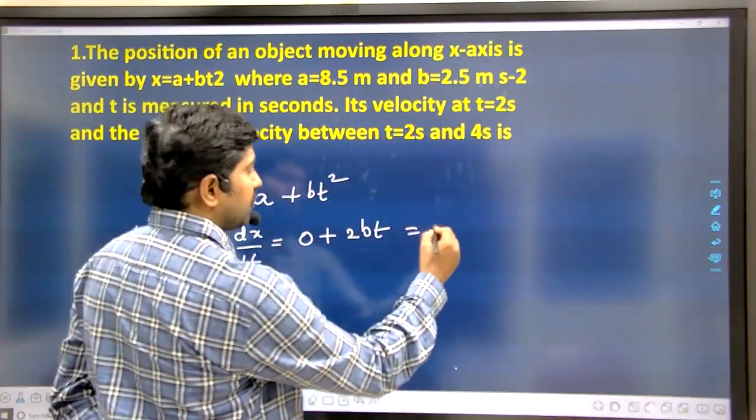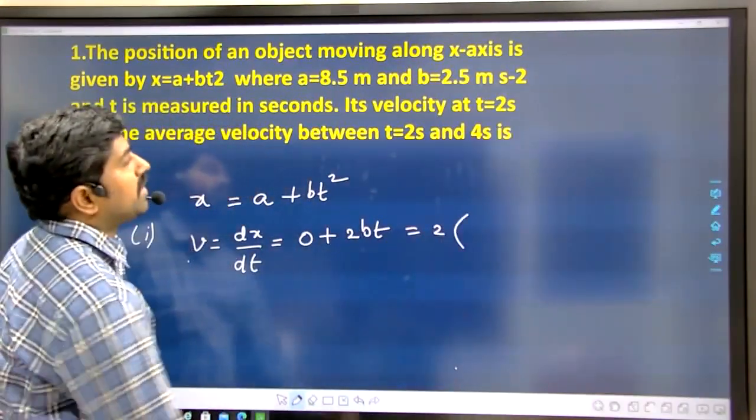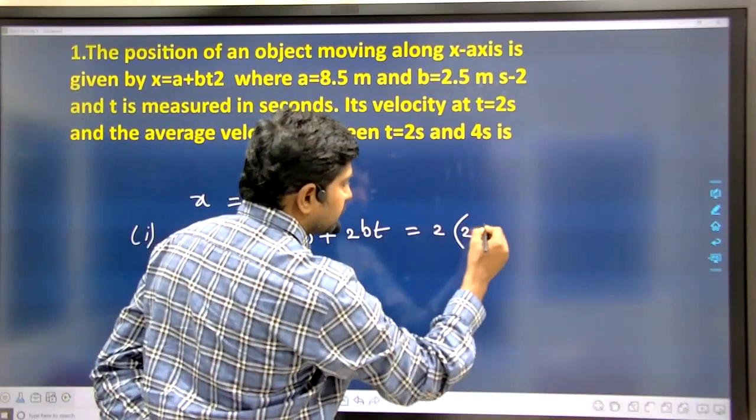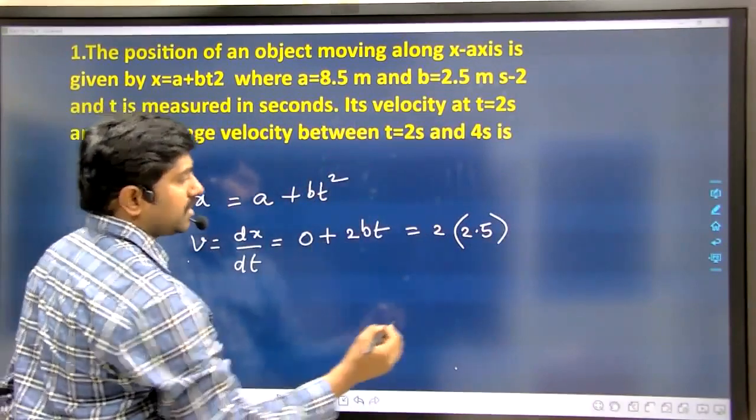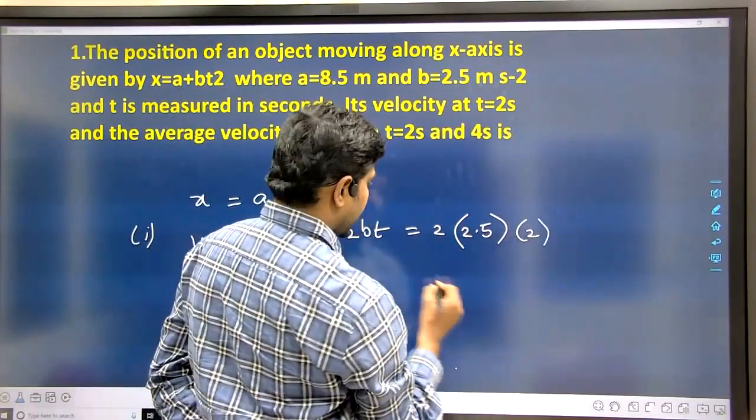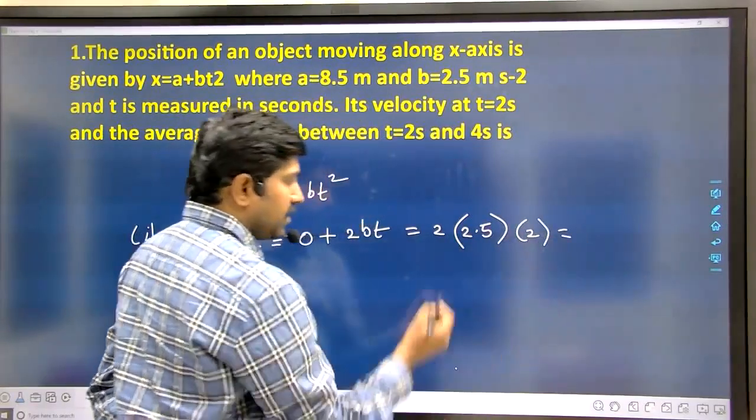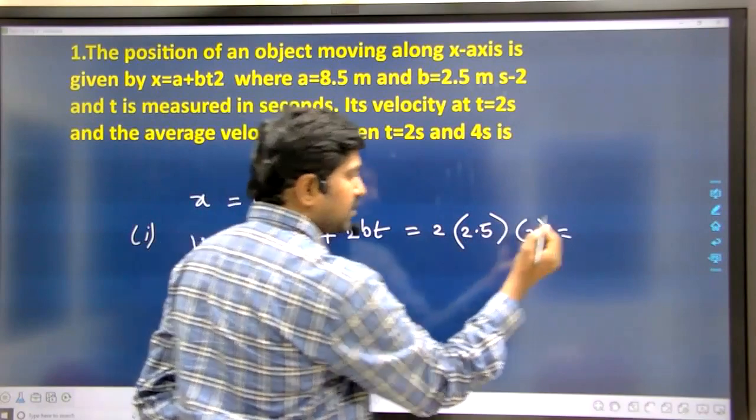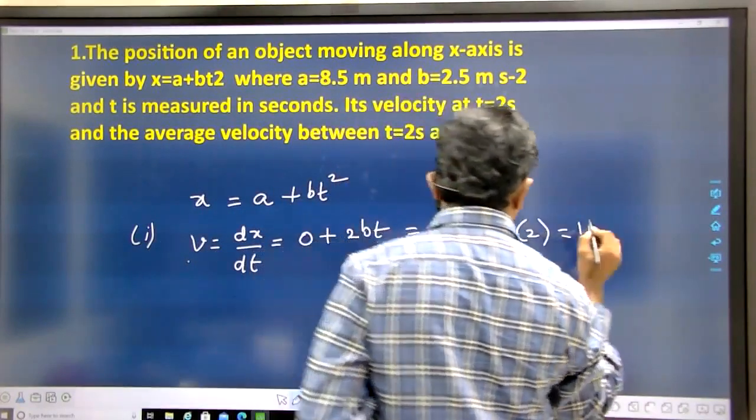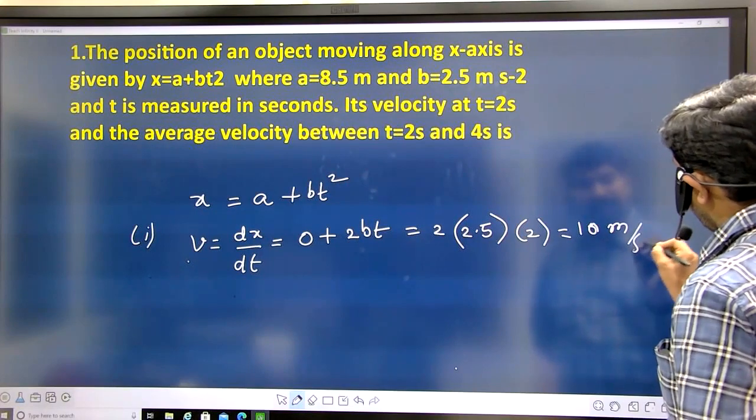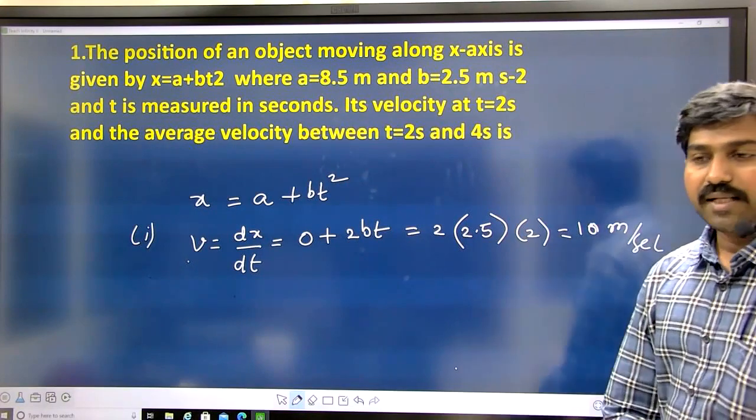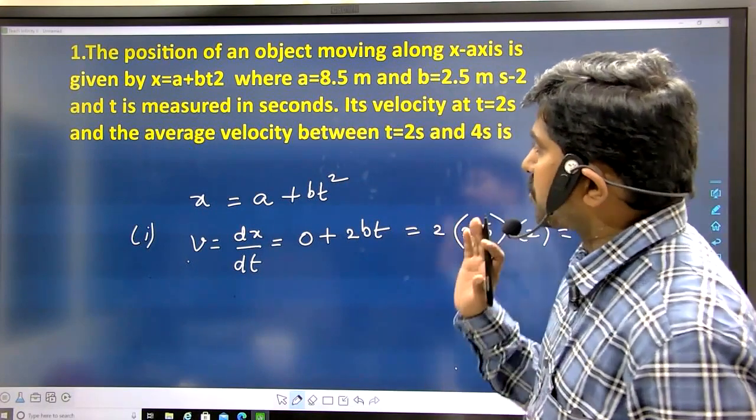And what is the value of b given here? b value is given 2.5, and time, at what time they're asking us to calculate velocity? At 2 seconds. And finally here the answer will be 2 into 2.5 into 2, that is 10. And of course this is velocity only, na? So this is 10 meter per second. That is the answer for the first part of the question.